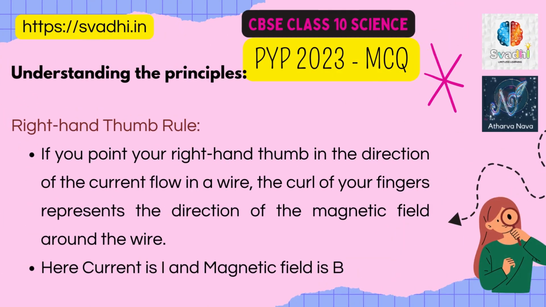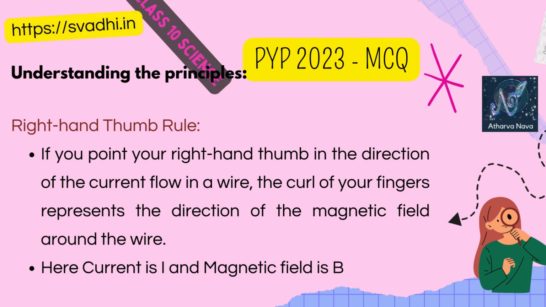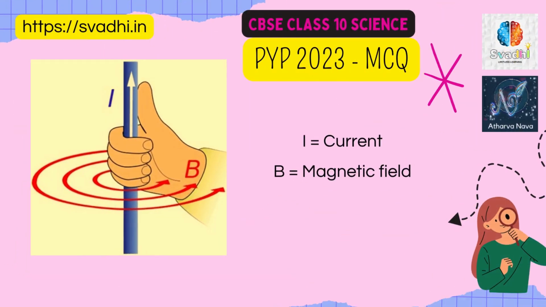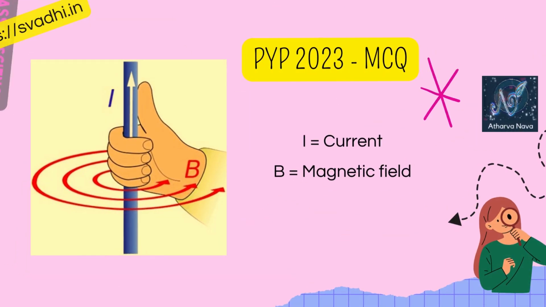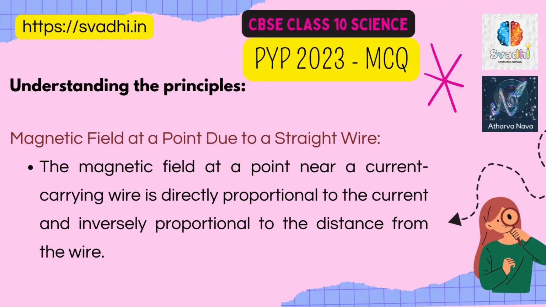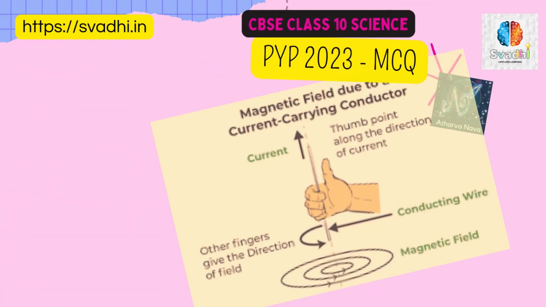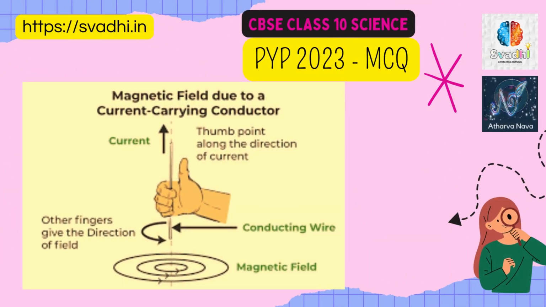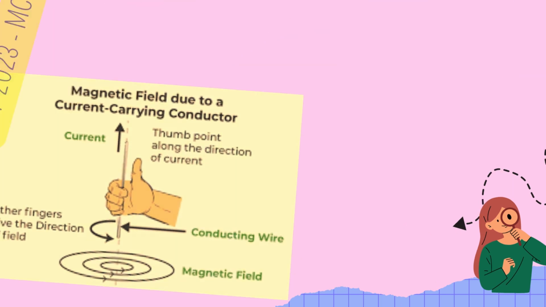Understanding the principles. Right-hand thumb rule. If you point your right-hand thumb in the direction of the current flow in a wire, the curl of your fingers represents the direction of the magnetic field around the wire. Here current is I and magnetic field is B. Magnetic field at a point due to a straight wire. The magnetic field at a point near a current-carrying wire is directly proportional to the current and inversely proportional to the distance from the wire.